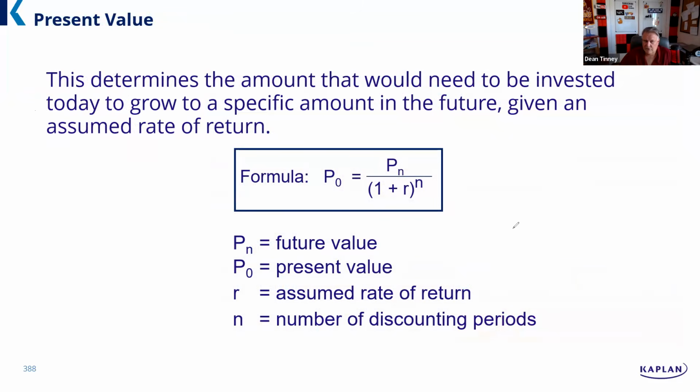So we say, how much do I need today to grow to get a future amount in the future? So this is the amount we're going to need today. We're starting now with the 400 grand or the 20 grand and determining what we need to put up today to get there, given an assumed interest rate, an assumed rate of return.